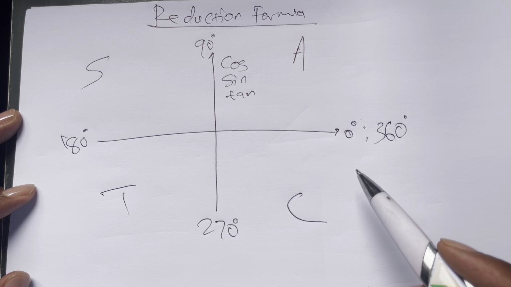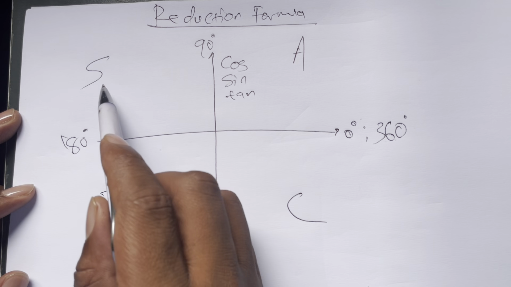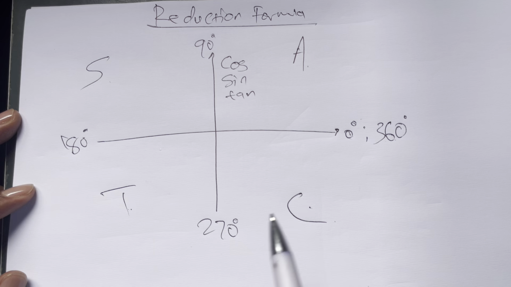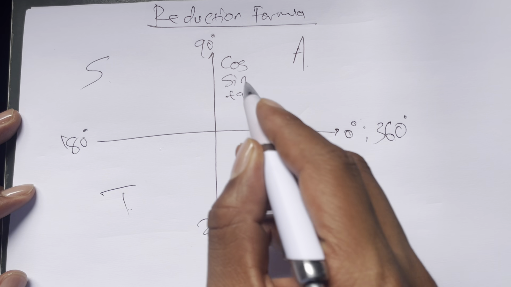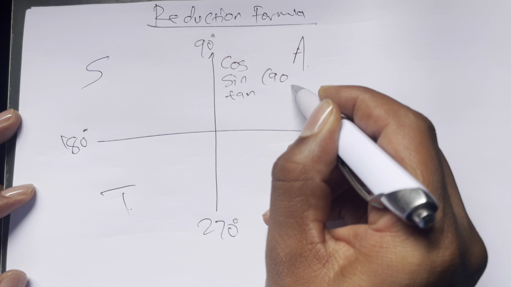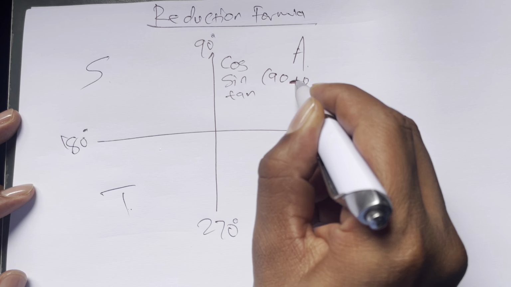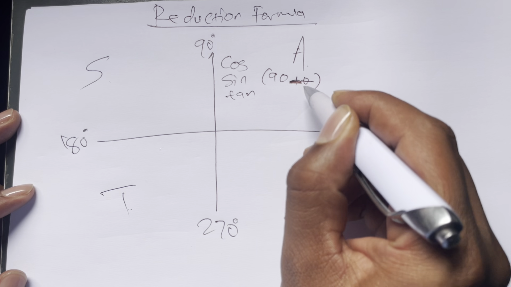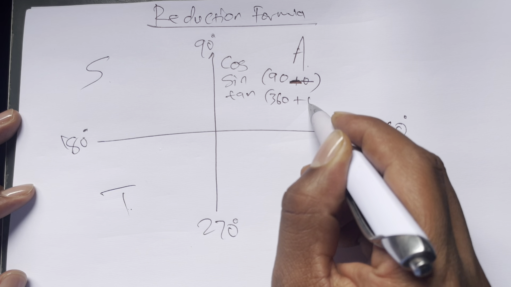All the trigonometric ratios in the first quadrant are positive. Here only sine is positive, here only tan is positive, and here only cos is positive. So we say: All Students Take Cake. All right, so the angles that you're going to find here are 90 minus theta, and 360 plus theta.